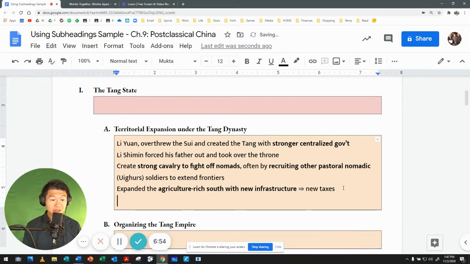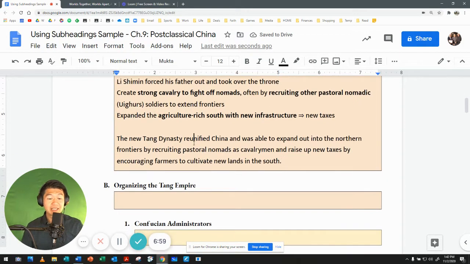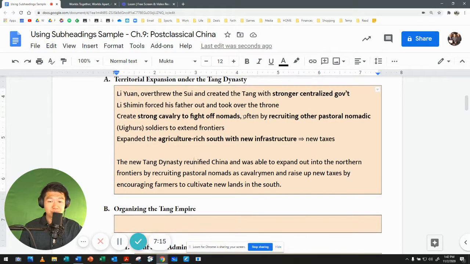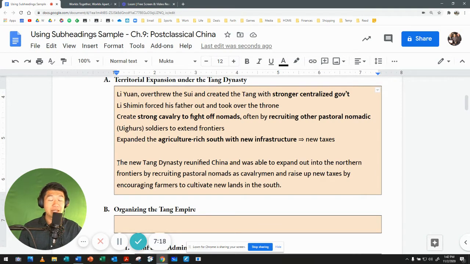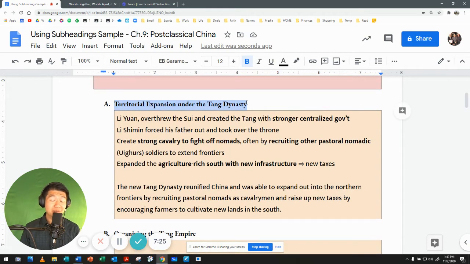And so bringing all that together might sound something like this. The new Tang Dynasty reunified China and was able to expand out into the northern frontiers by recruiting pastoral nomads as cavalrymen, and was able to raise new taxes by encouraging farmers to cultivate new lands in the south. Right, so it's bringing up all of these particular points here to create a compound sentence that synthesizes that entire section together, and also it talks about what the subheading says: Territorial expansion under the Tang. So it sort of meets what that requirement is supposed to be.